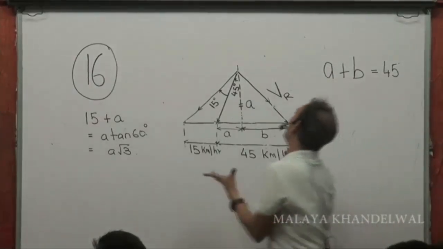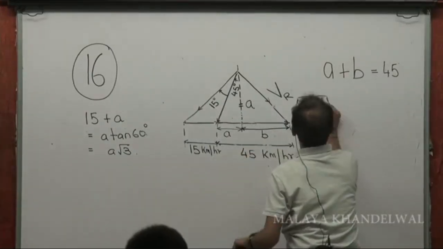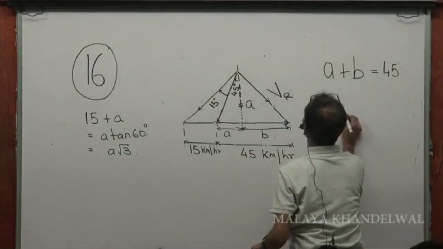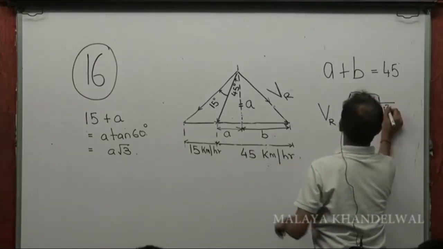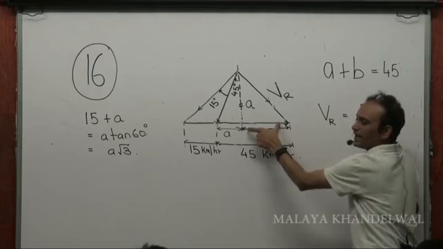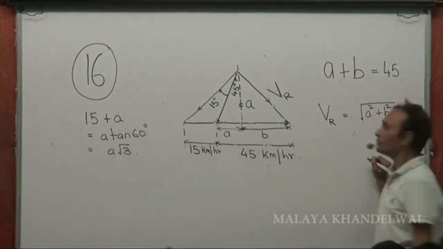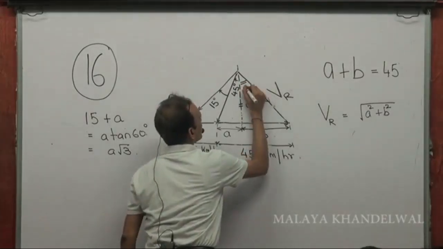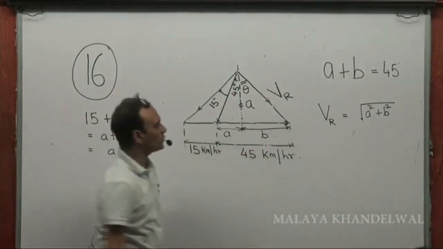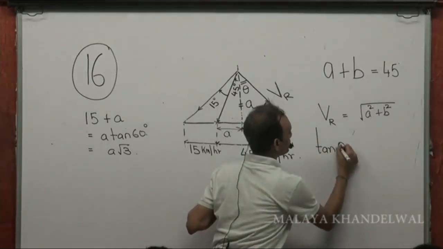Now once you know A and B, then the problem is done, because if you know A and B, VR would be root A squared plus B squared. Do you see that? VR would be root A squared plus B squared. Right? And VR would make an angle theta with the vertical, such that tan theta is going to be B by A.